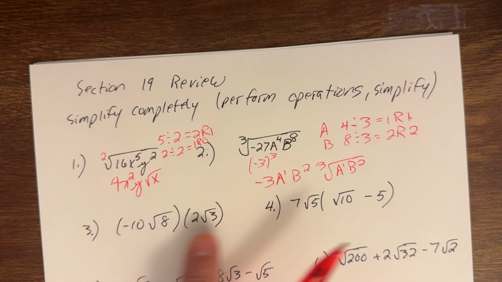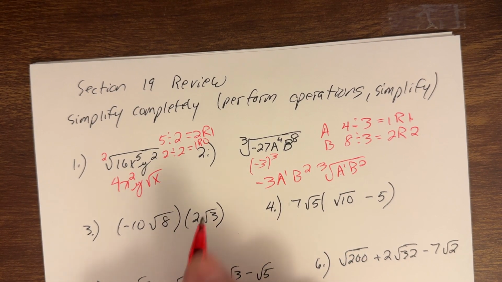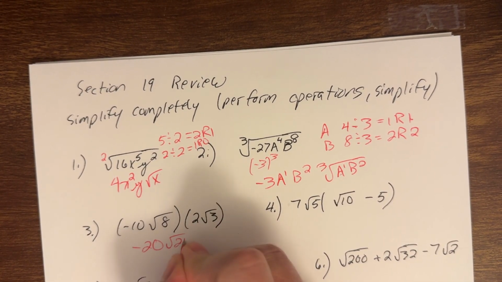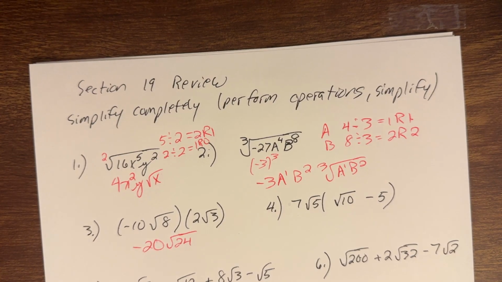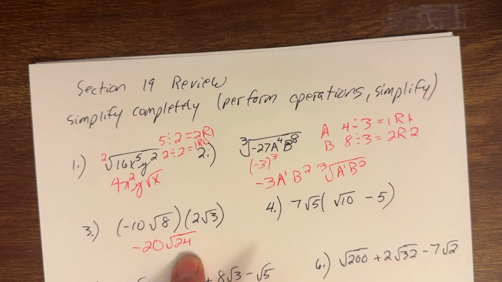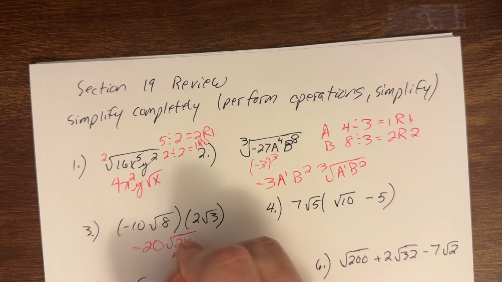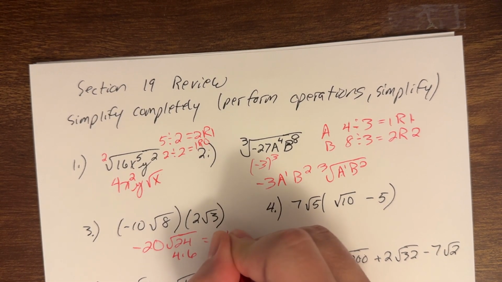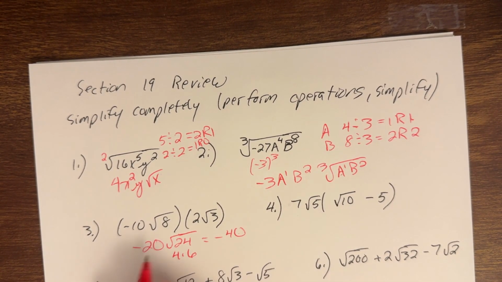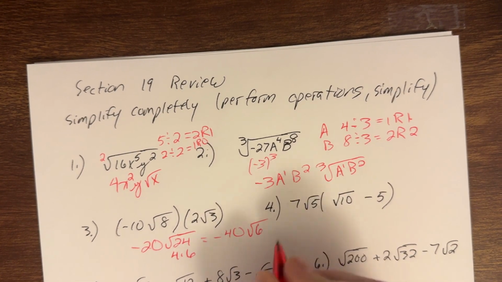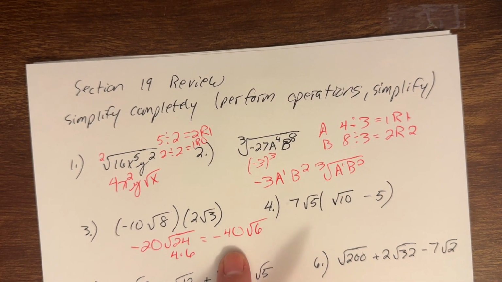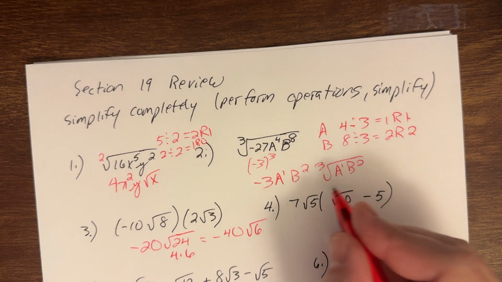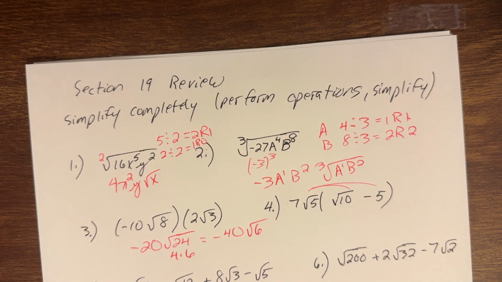Number 3, now I'm multiplying. Negative 10 times 2 is negative 20. 8 times 3 under the radical is a 24. But of course, I'm still looking to simplify. I know 24 is 4 times 6. A 2 comes out. Multiplied by the negative 20 gives me a negative 40. And the 6 is left behind. Negative 40 radical 6.